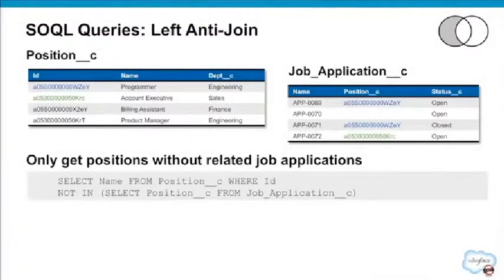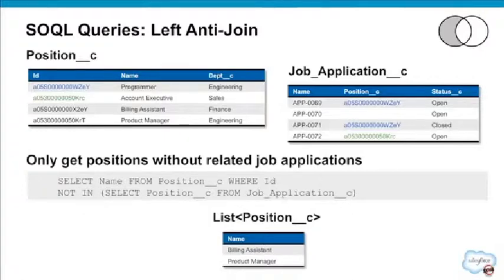And then we want to do a left anti-join, parents without children. In this case, we're going to select from position where the ID is not in our list of positions that we just selected from the job application table. So what we get back is our billing assistant and our product manager records. All right?